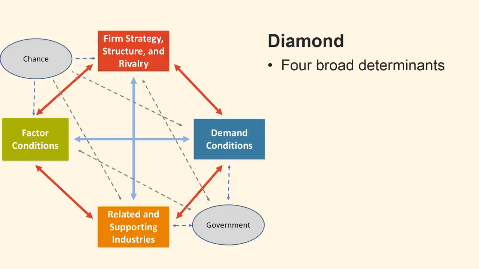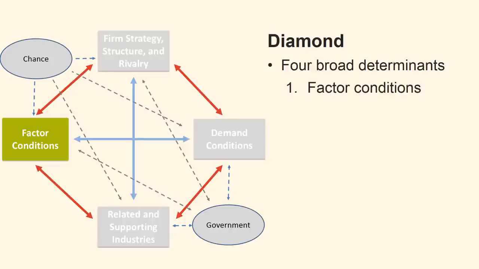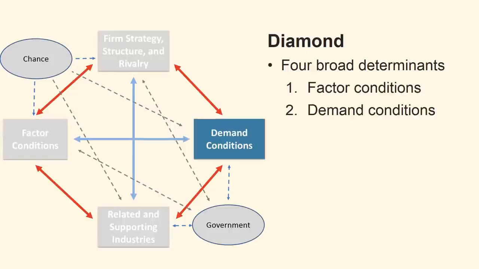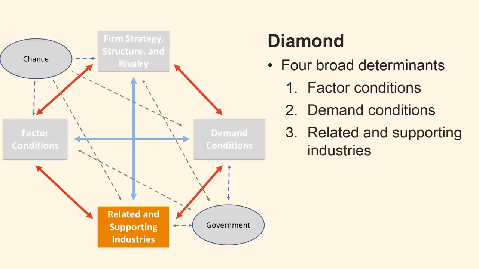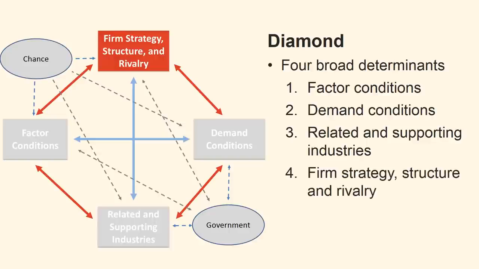In Porter's diamond model, there are 4 broad determinants responsible for such diversity. They mark the playing field for the nation's industries. These determinants are factor conditions, demand conditions, related and supporting industries, and firm strategy, structure and rivalry.